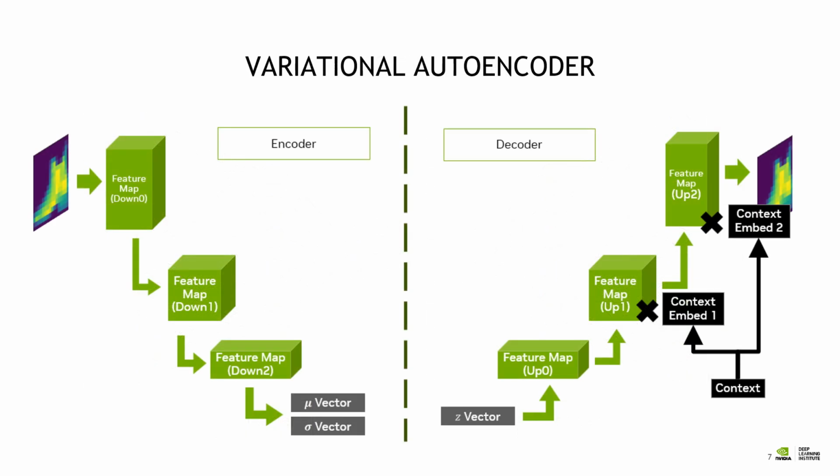Not long after the invention of autoencoders came variational autoencoders, which we can use as generative AI for images. We could train an autoencoder on images so that we can use the decoder to generate images.